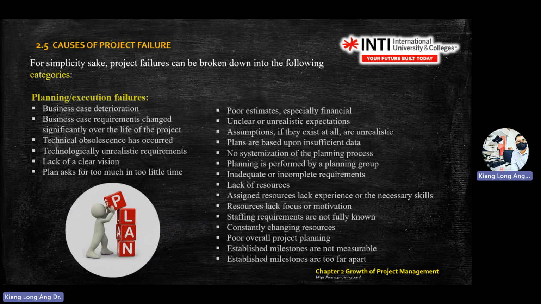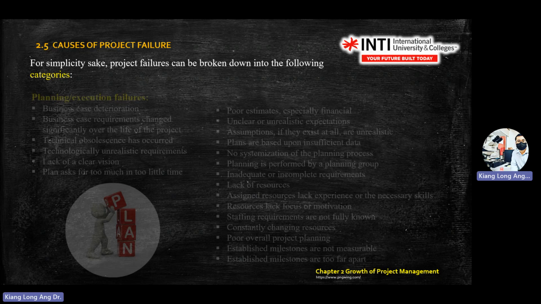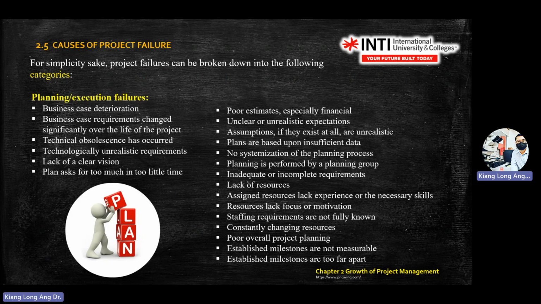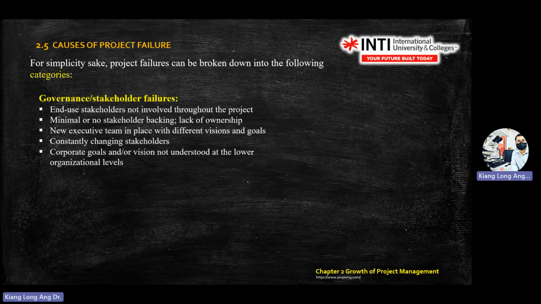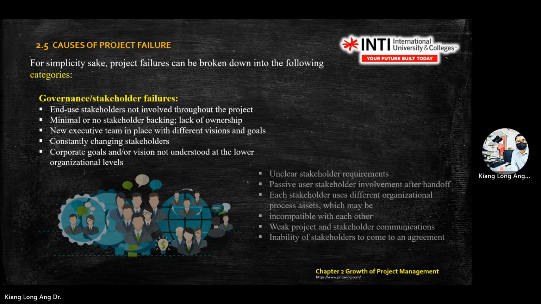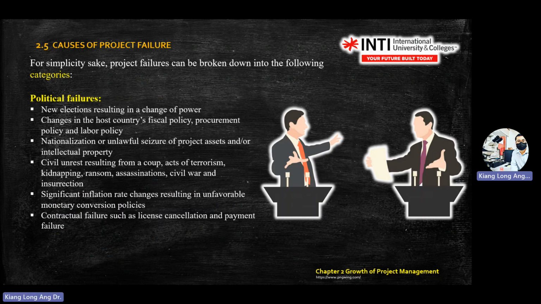First one is planning execution failure. Give two or three examples. Normally, two examples is sufficient because you have three main categories. Then governance stakeholder failure, give two examples. Then political failure, give two examples. In other textbooks, they also have failures that are very specific. It can be IT failure or construction failure. Right. So for this module, you only need to mention three categories of failure.